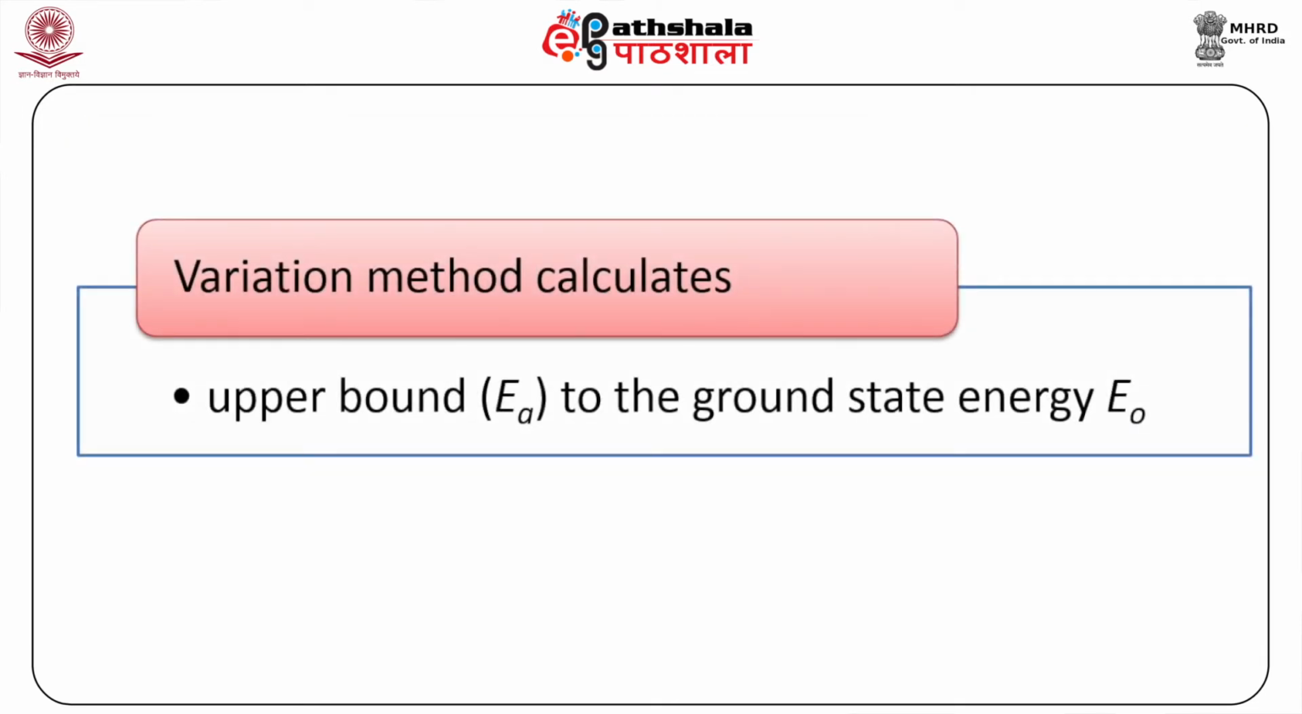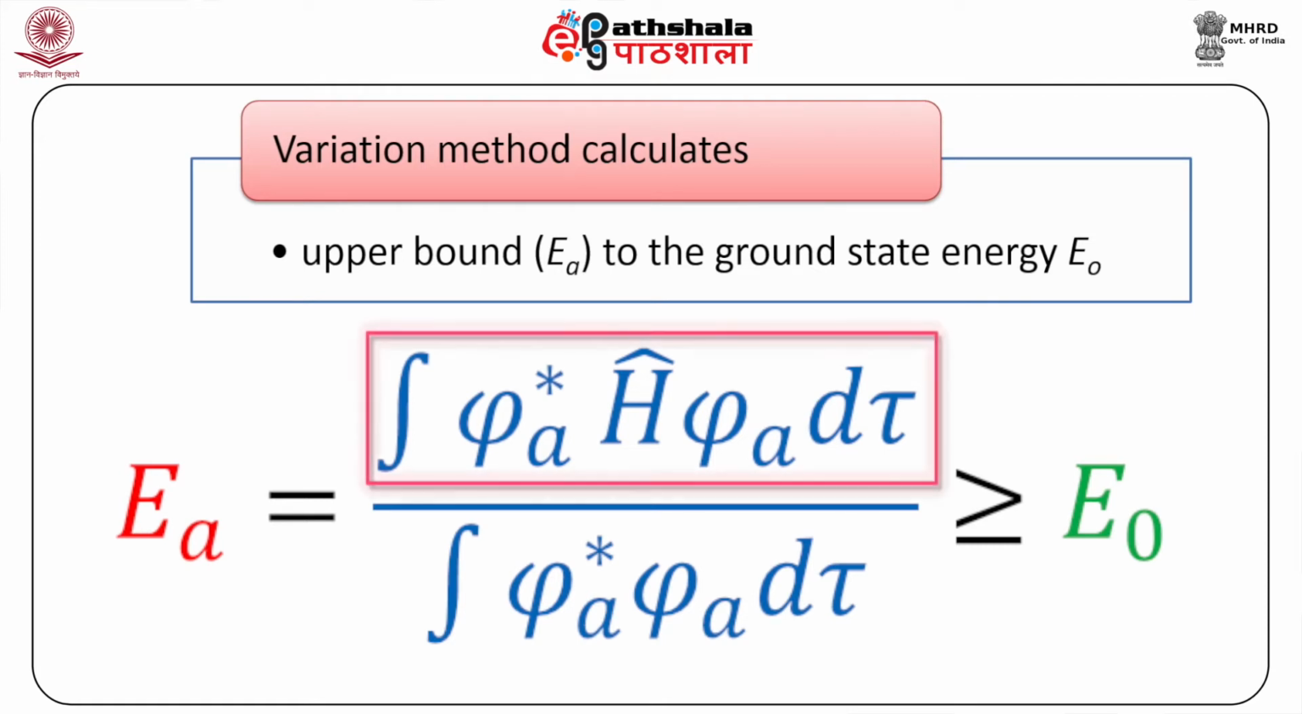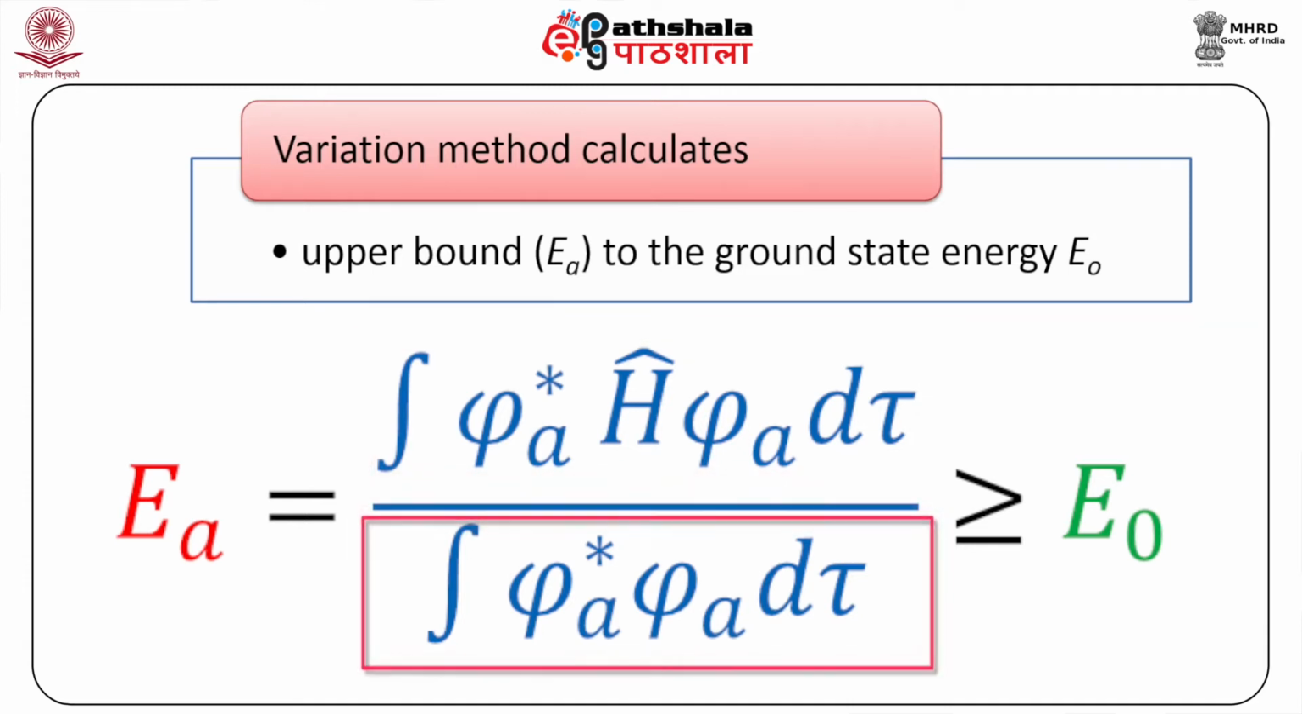The variation method calculates an upper bound E_A to the ground state energy E_0 by using any appropriate guess or trial function psi_A, where the approximate energy is calculated as, in the numerator, the integral of psi_A star into the exact Hamiltonian into psi_A d tau, upon, in the denominator, the integral of psi_A star into psi_A d tau.